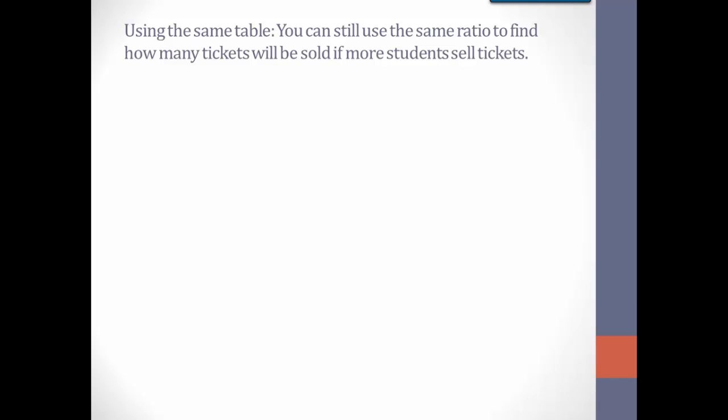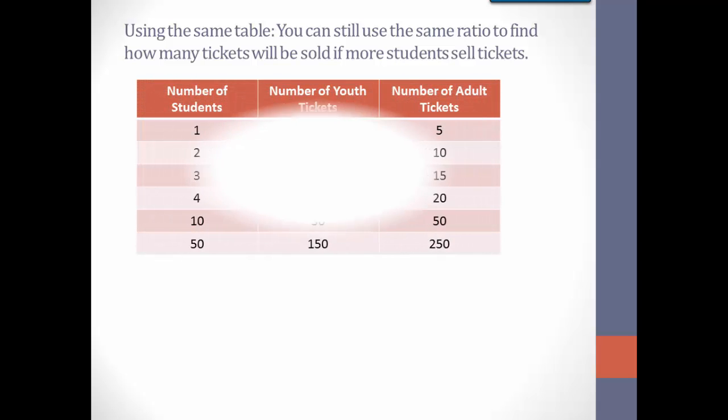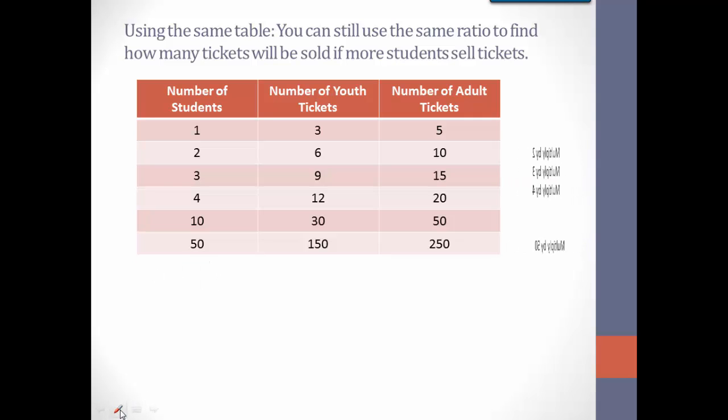Now let's use the same table. You can still use the ratio to find how many tickets will be sold if more students sell tickets. We see that it increased. We increased each time. In the first row, here is our ratio, 3 to 5. In the second row, the number of students is 2, so we multiplied the first row by 2. Then we multiplied the third row by 3. Then we multiplied the next row by 4.